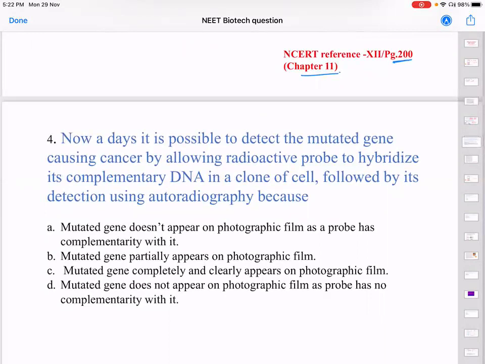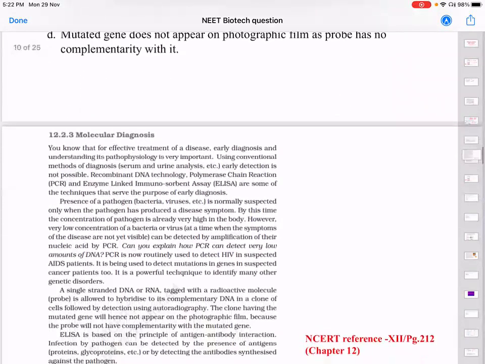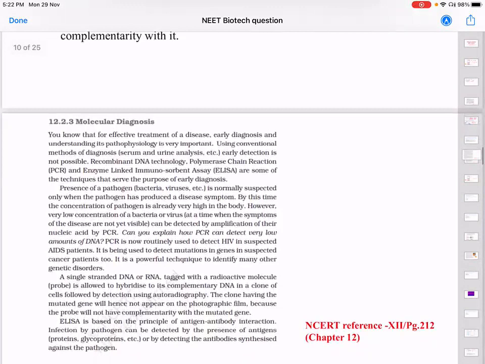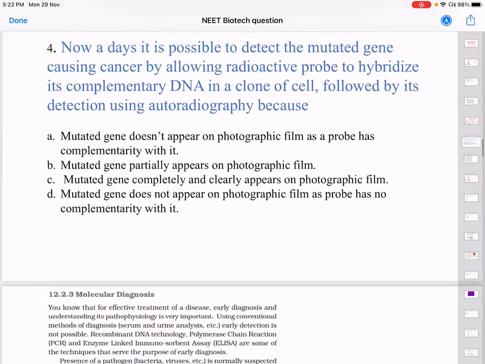Fourth question. Nowadays, it is possible to detect the mutated gene causing cancer by a radioactive probe to hybridize its complementary DNA in a clone of cells, followed by its detection using autoradiography. This question is again a direct question. If I show you this page, you will understand that this is a direct question, again from chapter 12, biotechnology applications. So I would like to throw in some basic idea before we move on to this reference part, so that you will be able to understand it better.